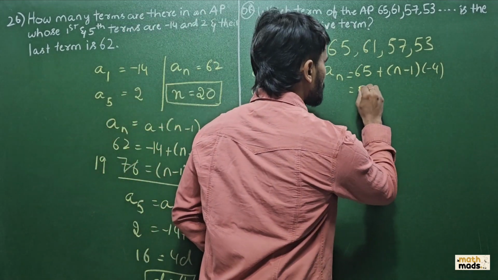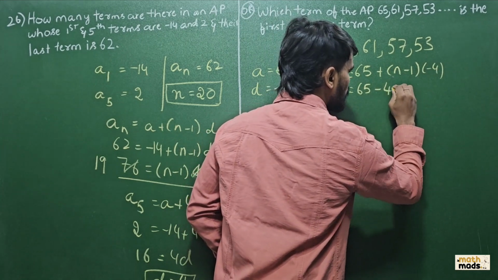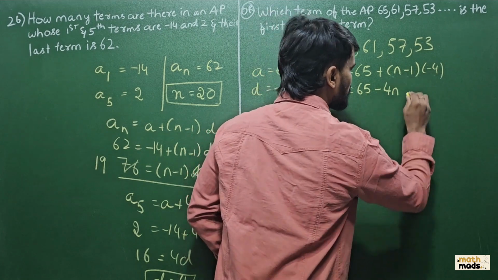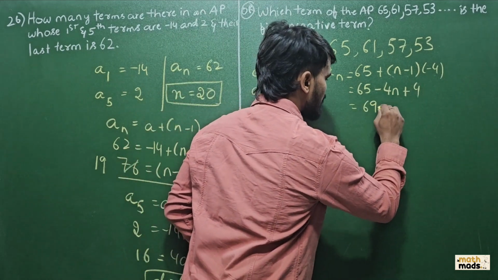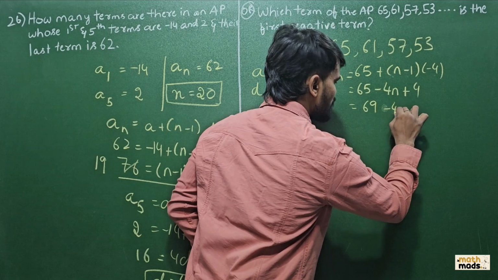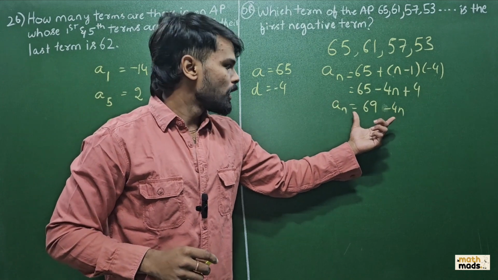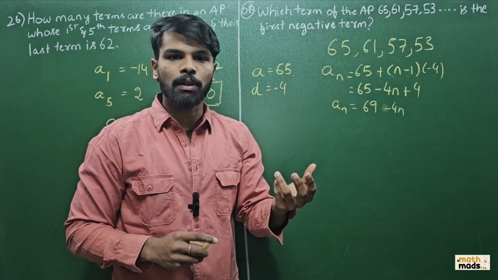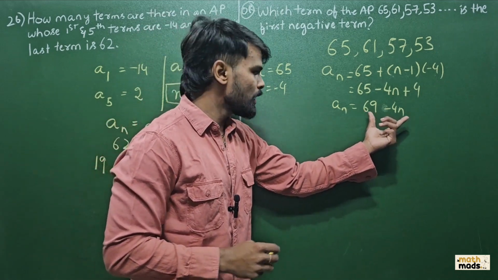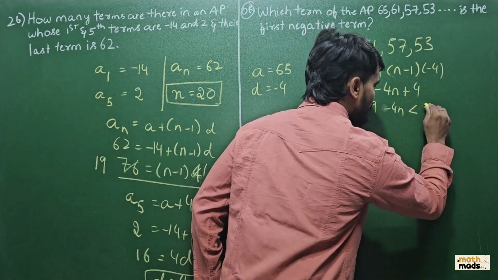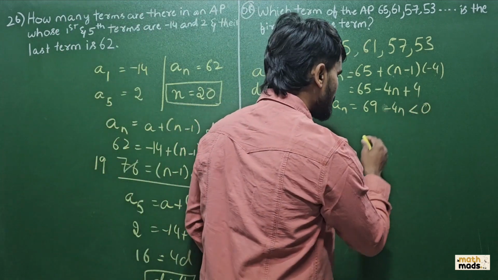Okay, simplify this now. 65 minus 4 into N is minus 4N. Minus 4 into minus 1 is plus 4. Okay, 65 plus 4 is 69. So 69 minus 4N. Now this is your AN. But what is the actual thing which we have to do here? We have to find the negative number. What is a negative number? A negative number will always be less than 0. Right? So 69 minus 4N, I will just write less than 0 because I want to find the first negative number. That's why.